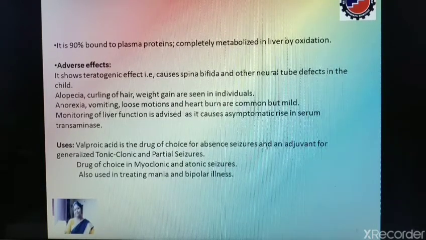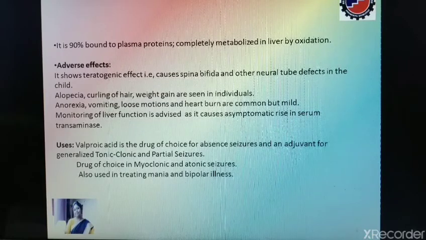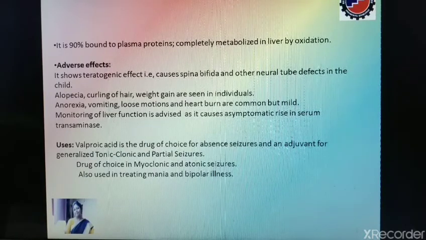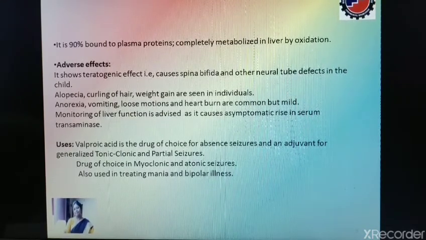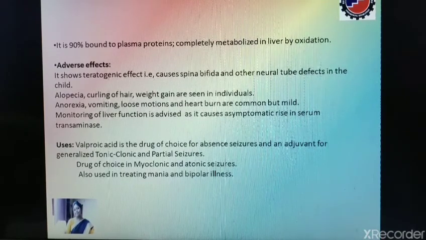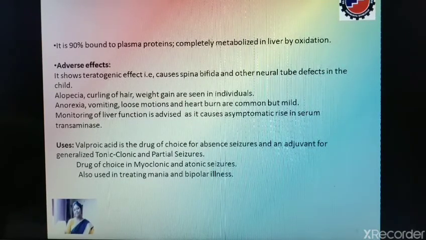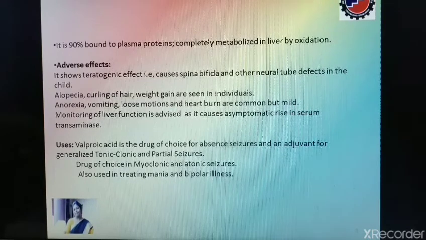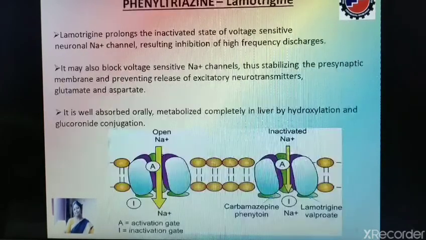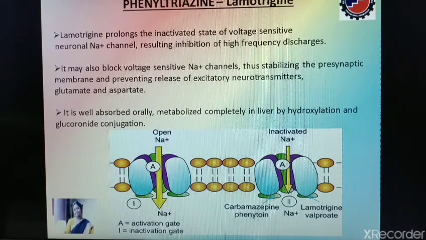The uses of valproic acid are in generalized tonic-clonic seizures as well as partial seizures. But valproic acid is the most important drug of choice in case of absence seizures. It is also used in myoclonic and atonic seizures and also in the treatment of mania and bipolar illness. With that, I'll move on to the next group of drugs, that is phenyltriazine, and the drug is lamotrigine.